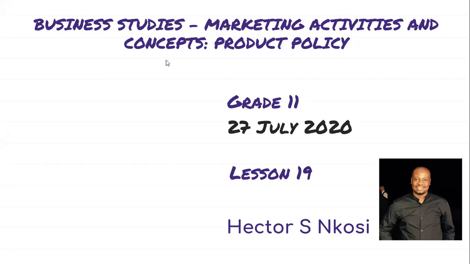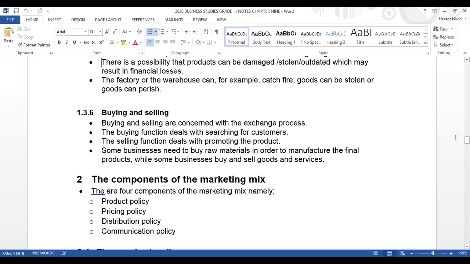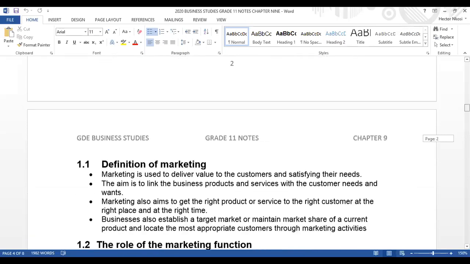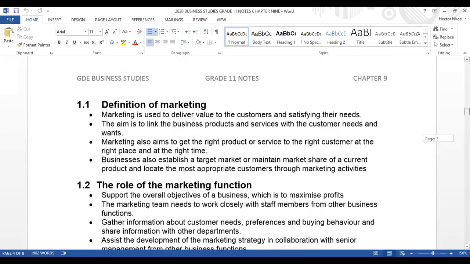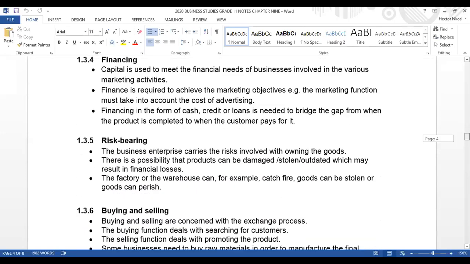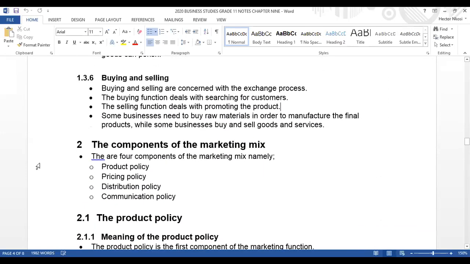So basically, boys and girls, we looked at different policies as from last week. We looked at your product policy. We also looked at your distribution policy and the pricing policy, right? So basically, boys and girls, what I want us to look at today. Yesterday we looked at marketing, and we discovered that with your marketing mix, you find these four policies.